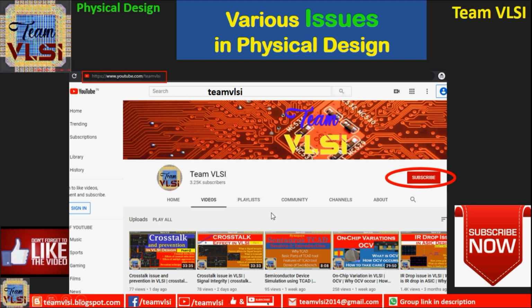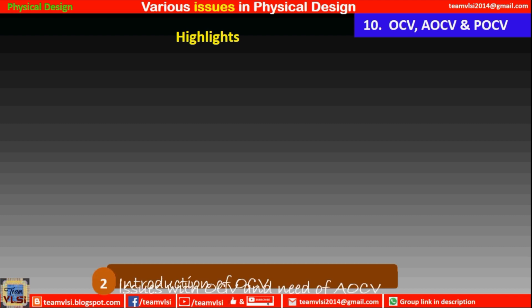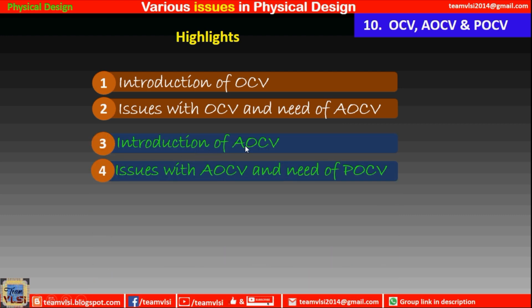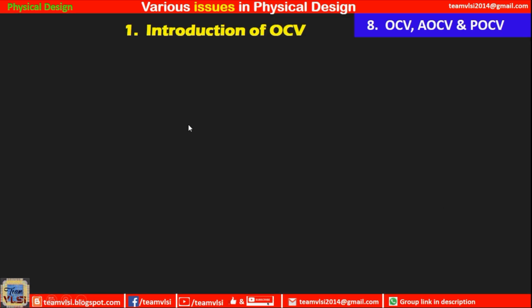So let's begin this topic. Highlights. First we will see the highlights of this session. First we will discuss OCV, then issues with OCV and need of AOCV. Then we will move to the introduction of AOCV, then issue with AOCV and need of POCV. Then we will discuss introduction of POCV and comparison between AOCV and POCV.